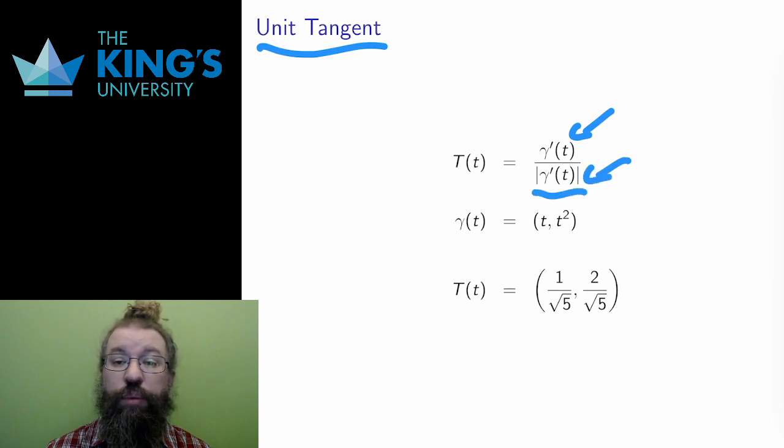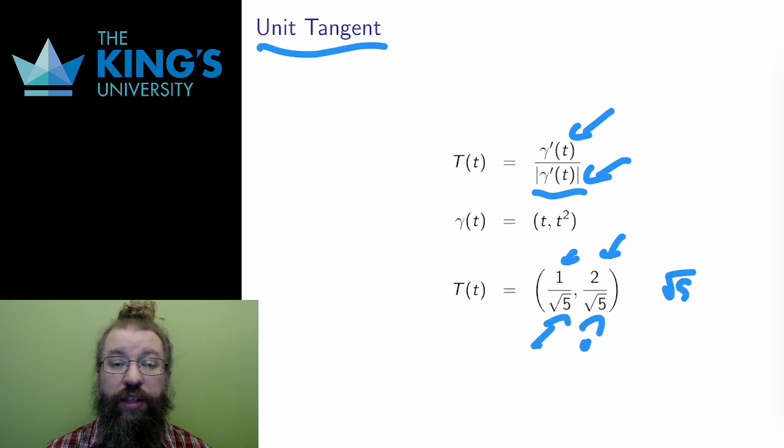For example, in the previous discussion, the tangent of the first parameterization was (1, 2). The length of this vector is root 5. Dividing by root 5, the unit tangent is (1 over root 5, 2 over root 5). This points in the same direction, but this is the unique vector of length 1 that points in the tangent direction.